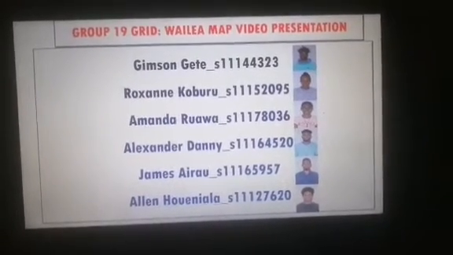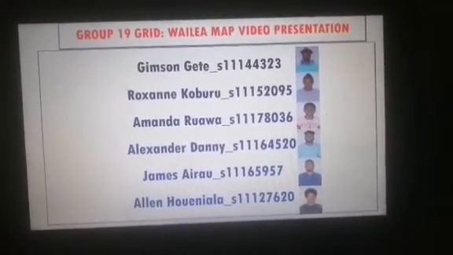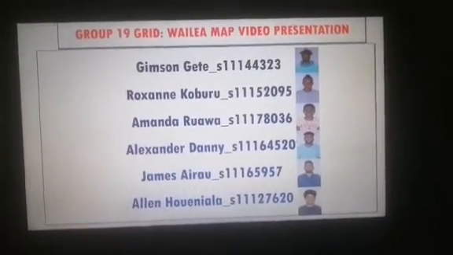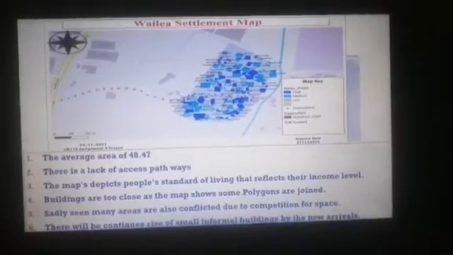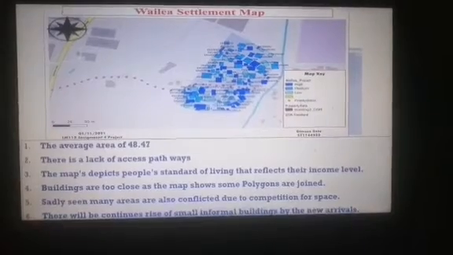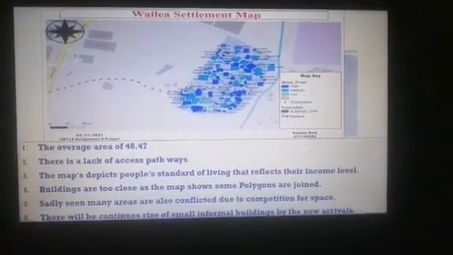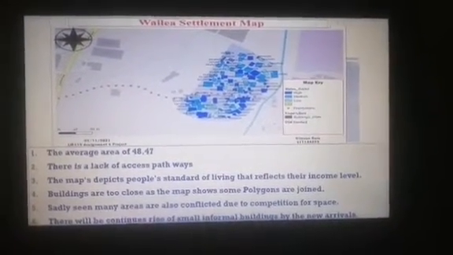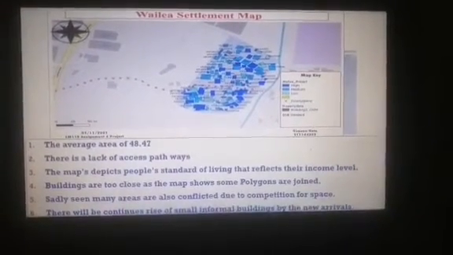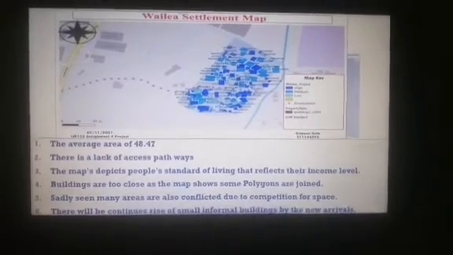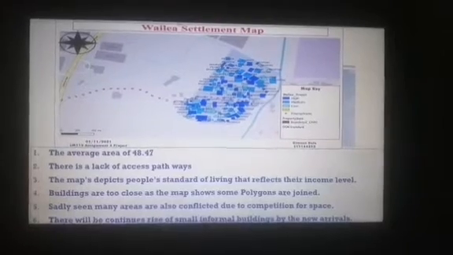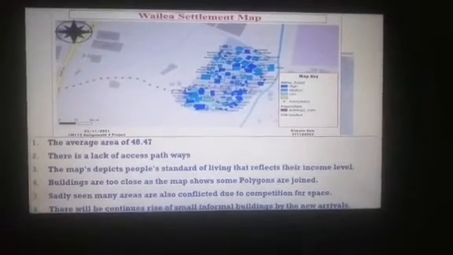The presentation will be arranged according to the names as follows for the main points for the body. Here is the Wailea settlement map that we have selected for the presentation, and the following are the points that we will discuss: that the map contributes to formalizing boundaries and data analysis.